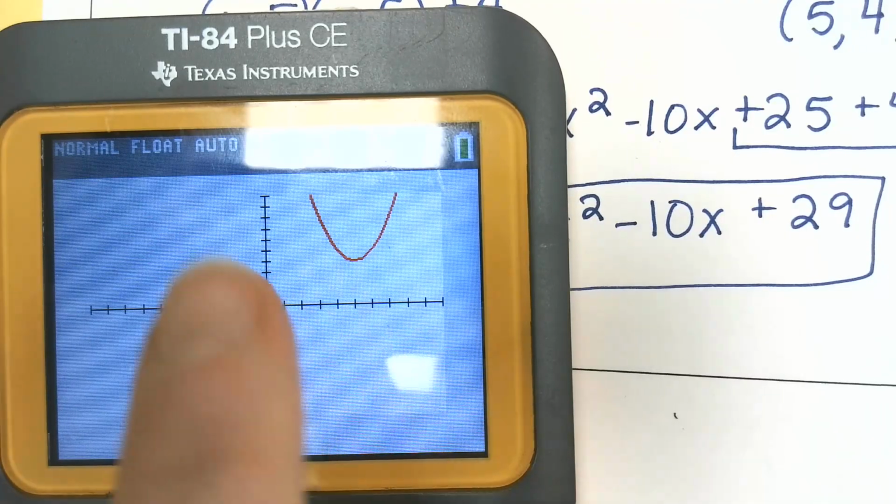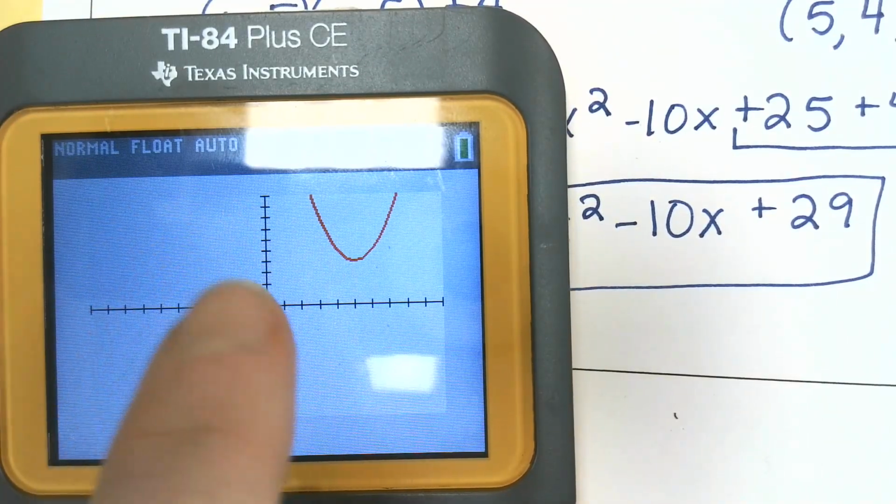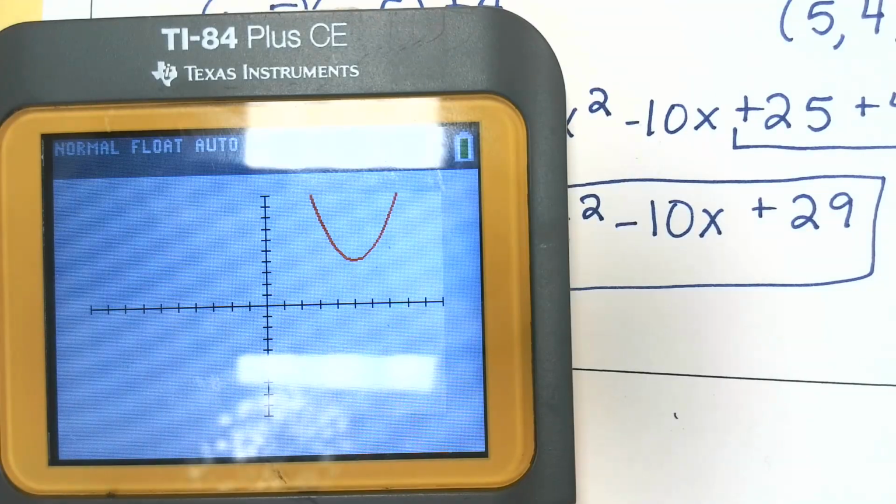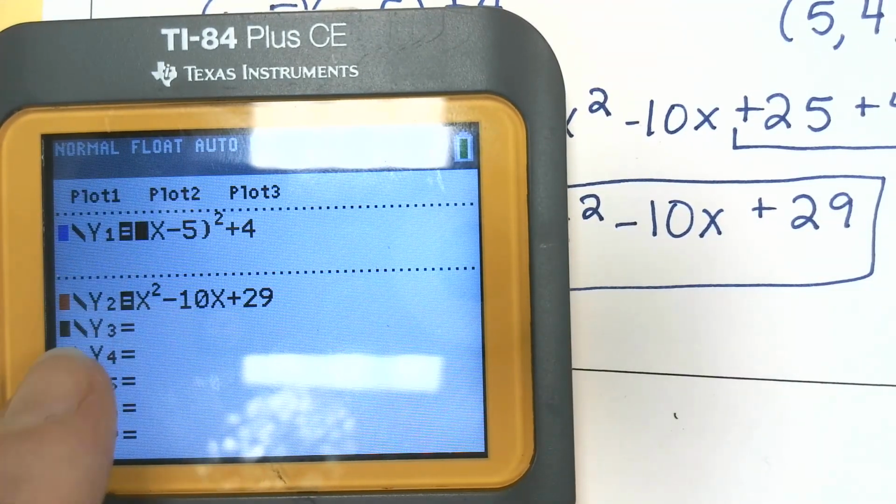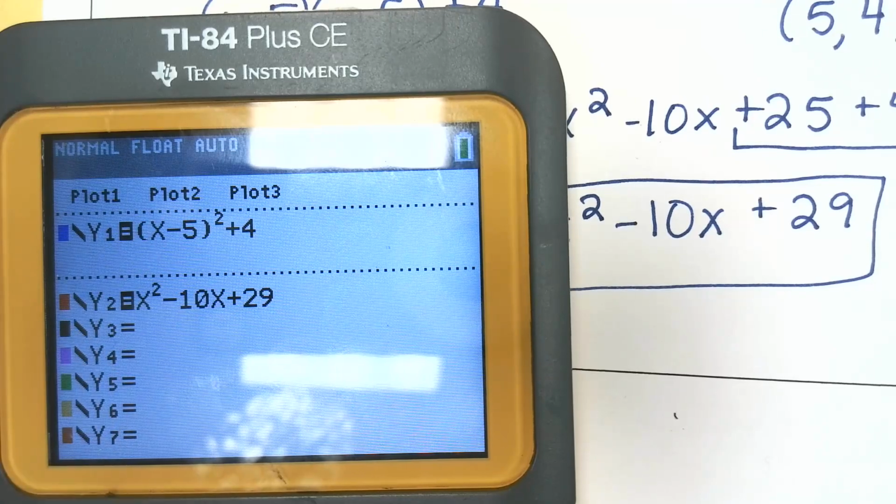And what do we see? The blue turns to red because it's going right on top of the other one. See how the blue one was our vertex form, the red one's our standard form? If they're right on top of each other, that means they're the same exact thing, just they're in different forms.